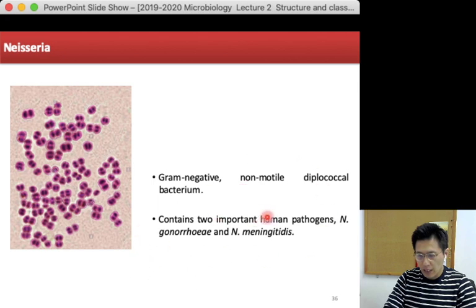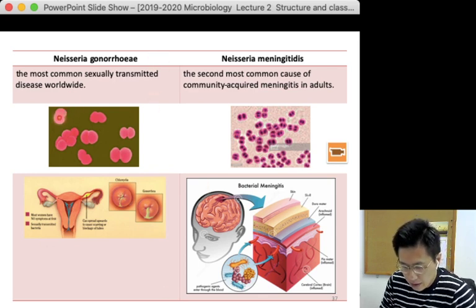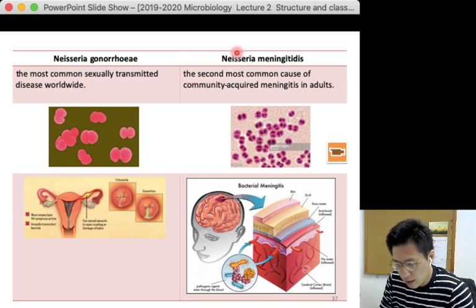There are 2 pathogens. The most serious, of course, causes a sexually transmitted disease, and the other type causes meningitis. Meningitis means they cause inflammation of your brain. So there are 2 groups. When you look at this, it's a diplococci, a common cause of sexually transmitted disease worldwide. And the second one is Neisseria meningitidis. It is the second cause of meningitis in adults, and it causes inflammation of the human brain.